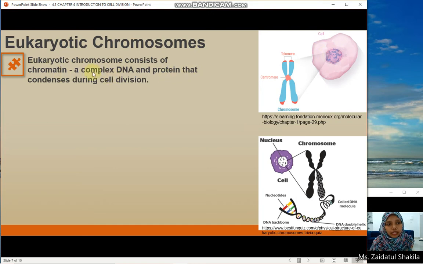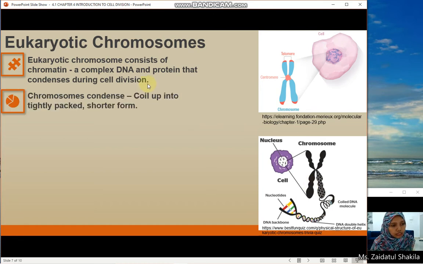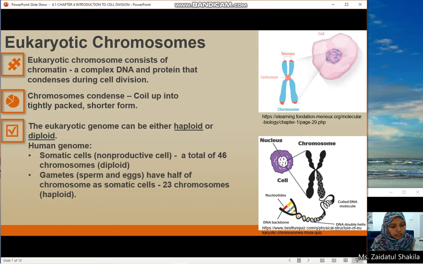Chromatin is a thread-like structure. The chromatin consists of DNA as well as proteins that condense during cell division. During cell division, the chromatin must be condensed. It coils up into a tightly packed and shorter form so that it can be easily separated during cell division. And the eukaryotic genome can be either haploid or diploid. Haploid is half the number, diploid is the double.